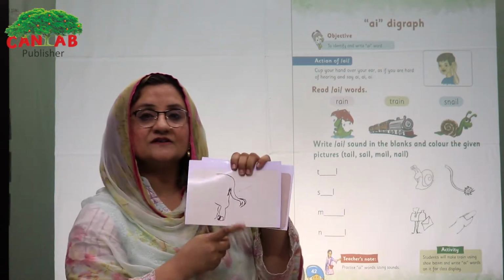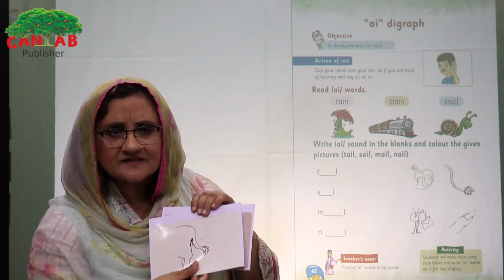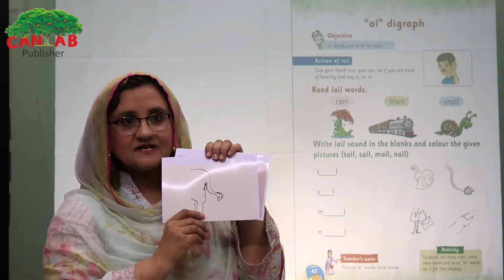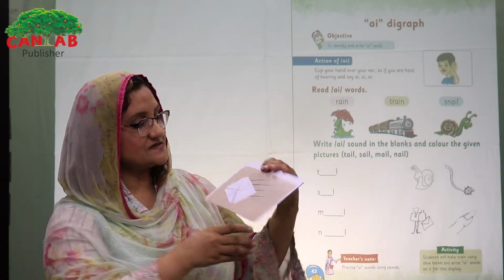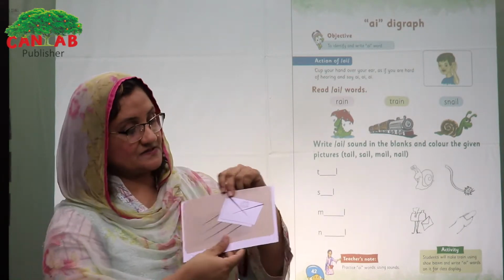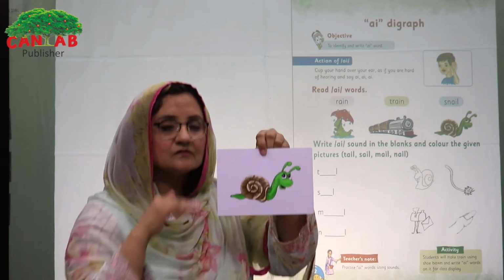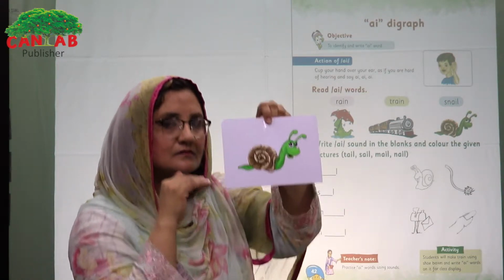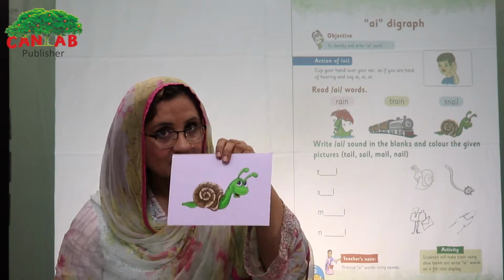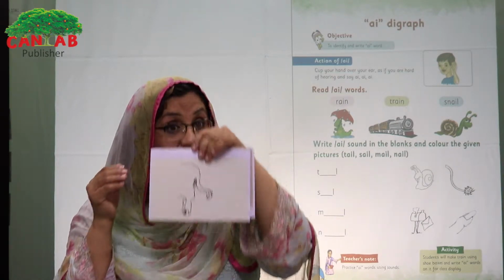Look at here. What is this? Tail. Do you have a tail? No. Only animals have a tail. Okay. What is this? Mail. Good. This is mail. And what is this? Snail. Snail, mail, and tail.